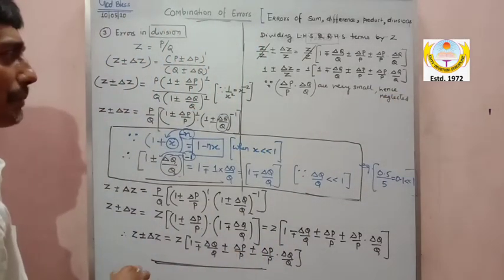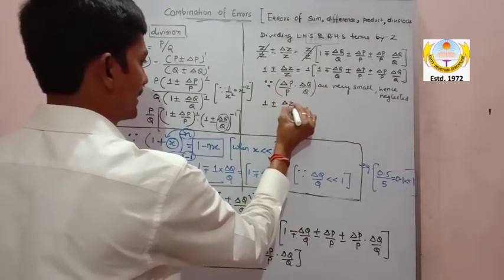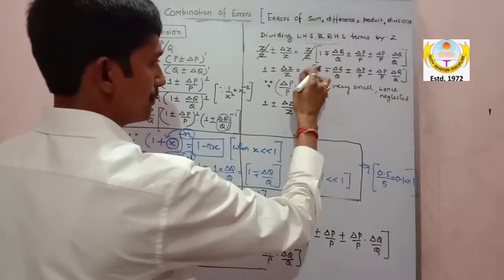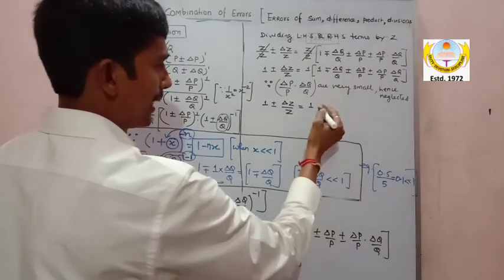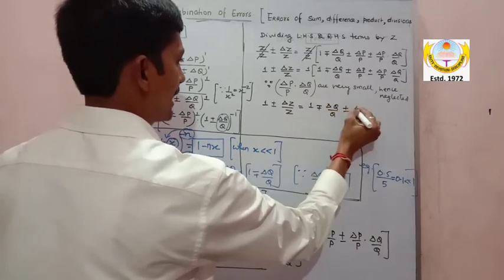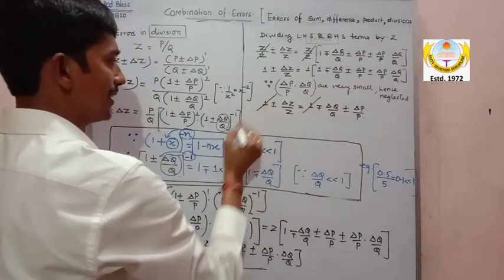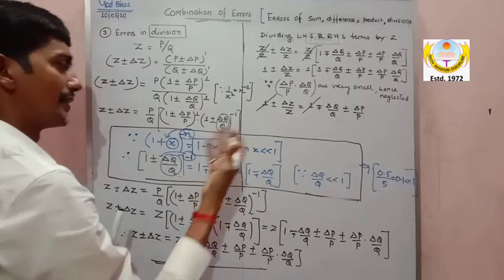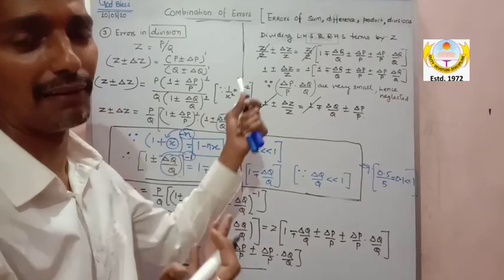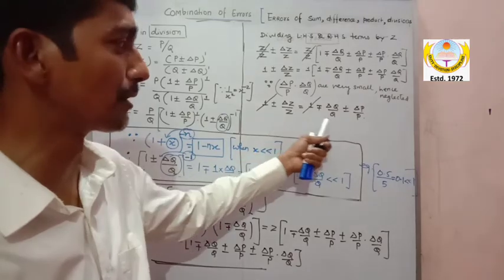So now what will be the answer, my dear? The answer will be 1 plus minus delta z by z is equal to 1, because 1 when multiplied, no issue, I can open now, minus plus delta q by q plus minus delta p by p. This is neglected. Now 1 and 1 cancel. So now, my dear, the same concept. Again, the answer is in terms of relative error.